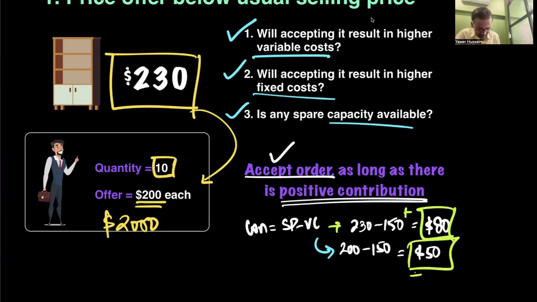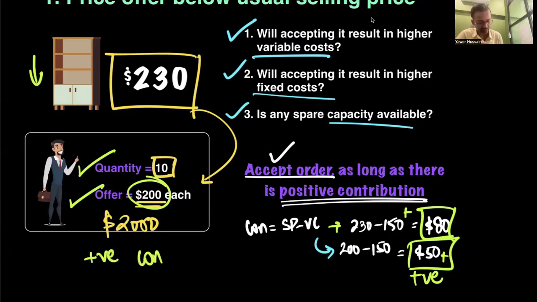I have less of a contribution. However, remember the rule is as long as it is positive, we can see that 50 is still a positive number. As long as it is positive, you will accept the order, and you will reduce your price to 200 because there is positive contribution. So contribution is used to decide on whether to make something or not. And the decision to make something or not depends on the amount of contribution, as long as after deducting your variable cost, you are left with some form of contribution.